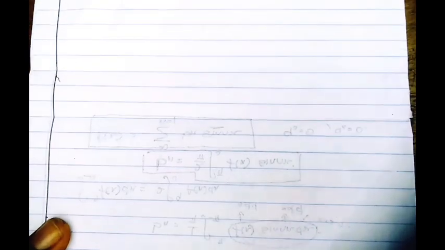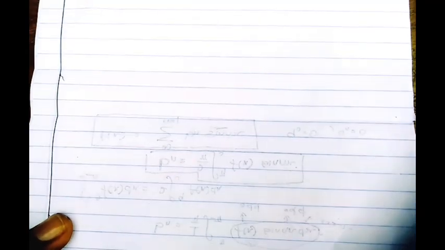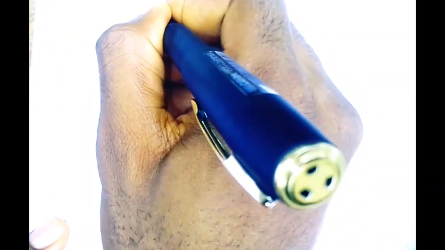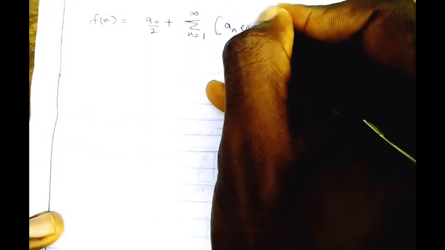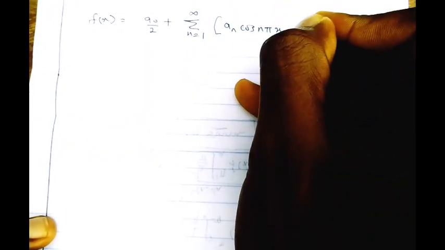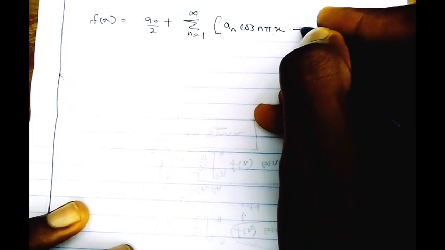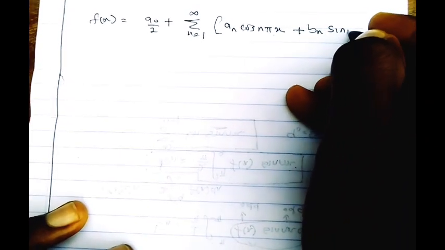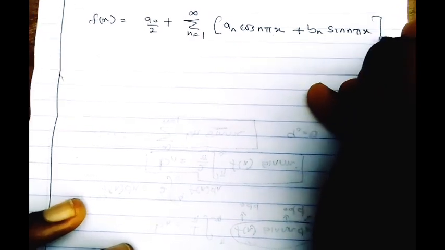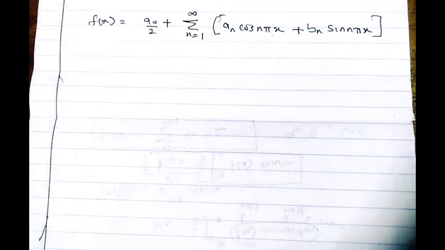So we had a naught equal to 0. So these are my parameters. We put it back into the Fourier series formula. Remember, the Fourier series formula says f(x) is equal to a naught divided by 2 plus the summation from n equals 1 to infinity of a_n cos(n pi x), remember, it's supposed to be over L, right? But L is equal to 1, plus b_n sin(n pi x), closing the bracket.